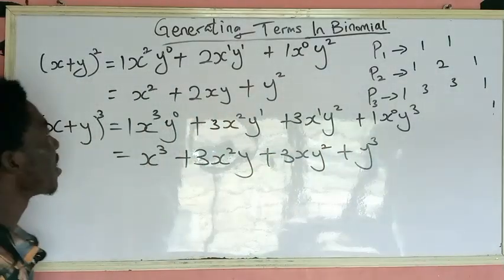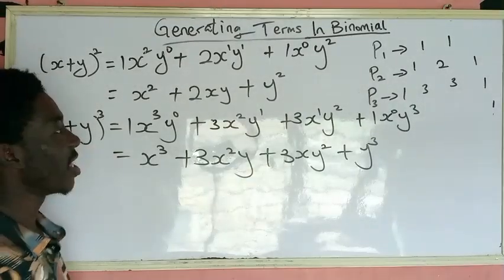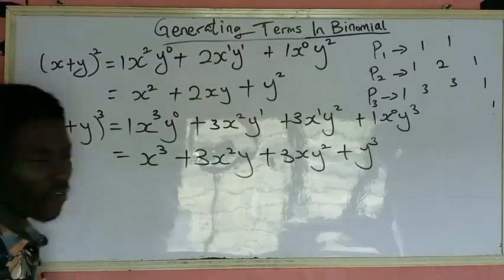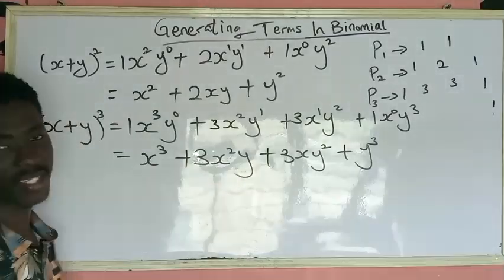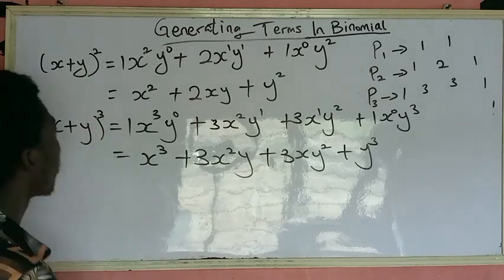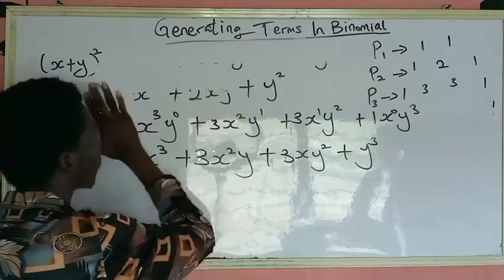So that's how to expand x plus y raised to power 3 using the Pascal triangle coefficient. You can see the triangle gives a faster way of evaluating a binomial expression. Good. Let's take an example. Let's try for the first power.